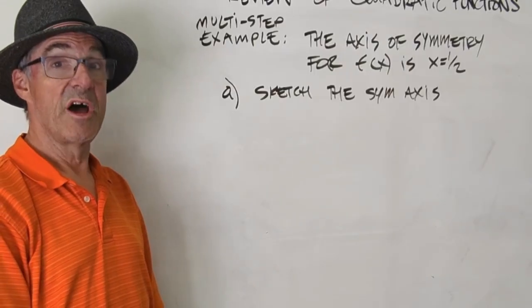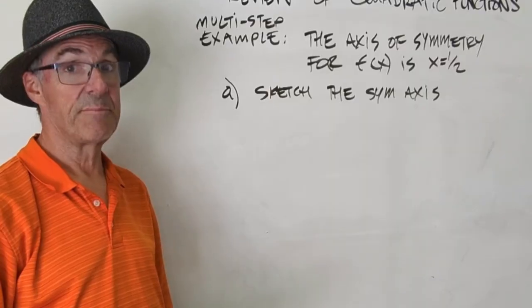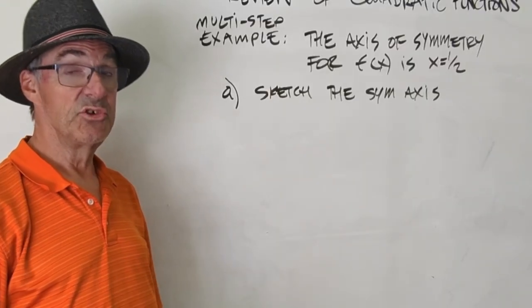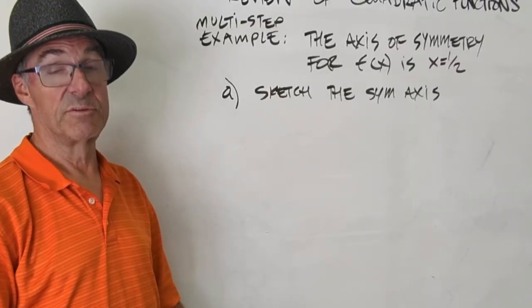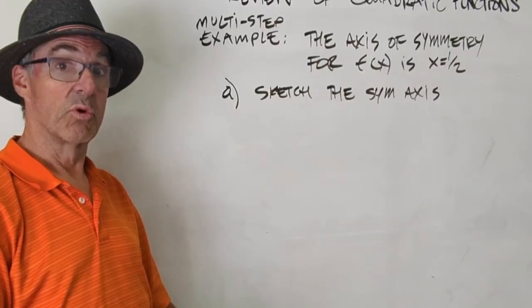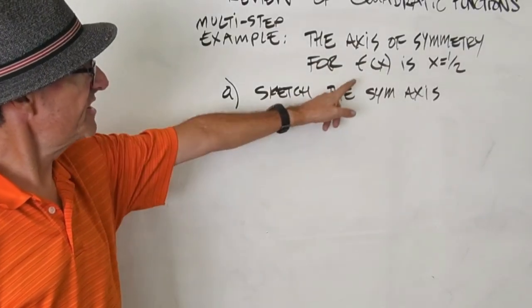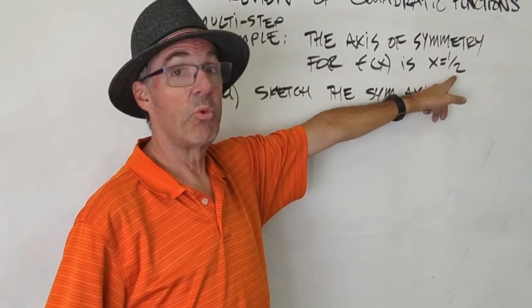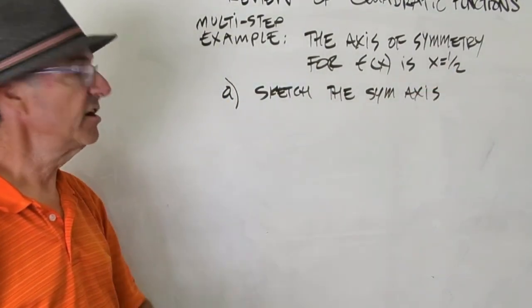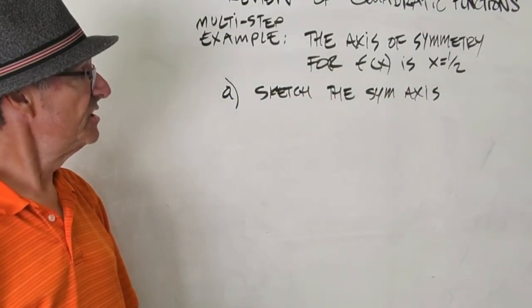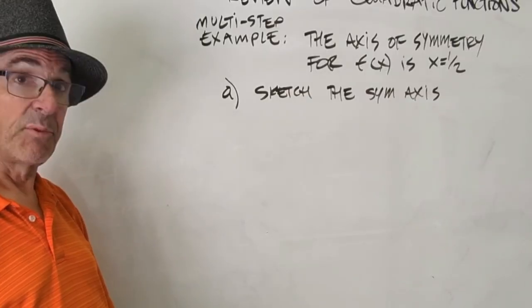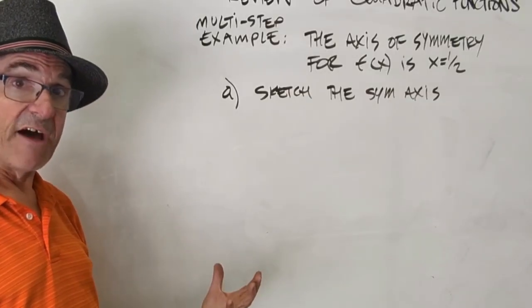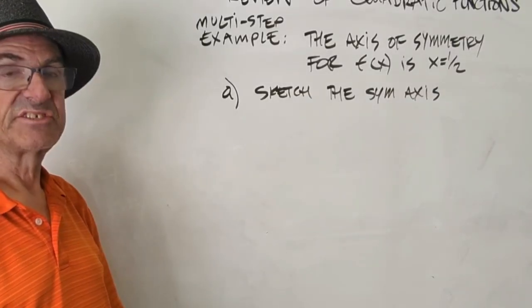All right, let's go through a typical IB multi-step problem that basically leads you through exploring all the attributes of a function. So we're going to start this one with learning that the axis of symmetry of f of x is x equals 1/2. So part A here might be sketch the symmetry axis. So go ahead, pause the video, start your graph, and put the symmetry axis on it.